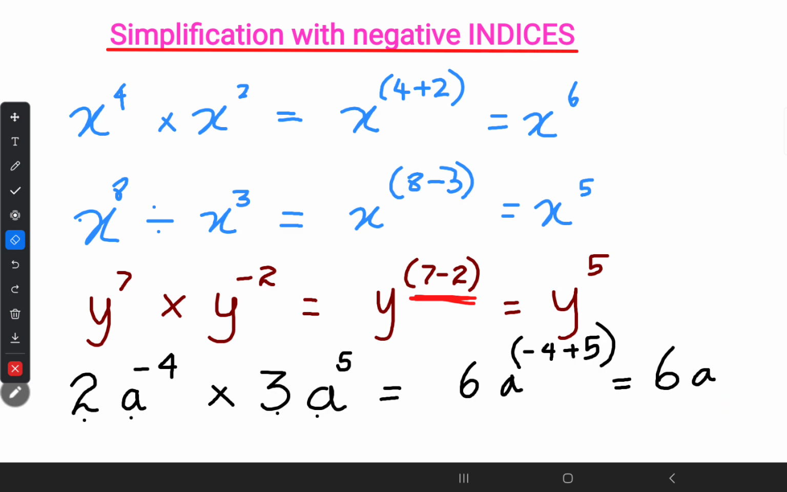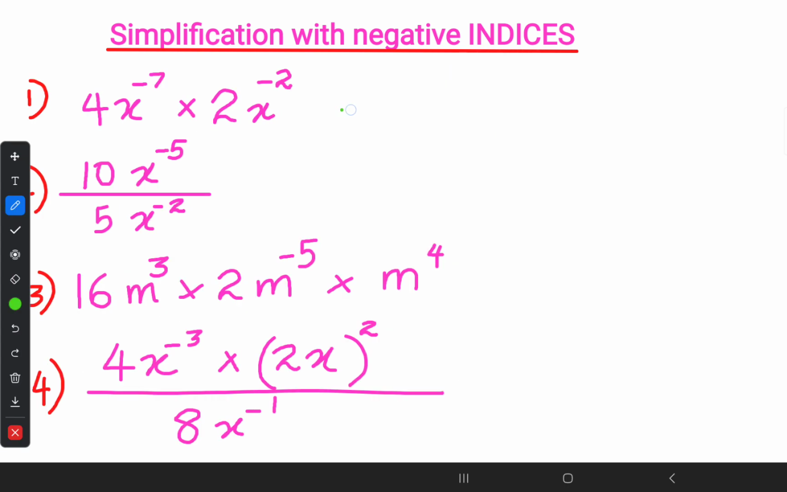Just 6a. I'll repeat the question again. I have to multiply the numbers separately, and a and a both are having same base multiplication. I have to get the sum of the indices. Negative 4 plus 5, it will become 1. So no need to indicate the 1. If you have any other powers except 1, there is a slight change in the base. If the index is 1, there is no change. Final answer would be 6a itself.